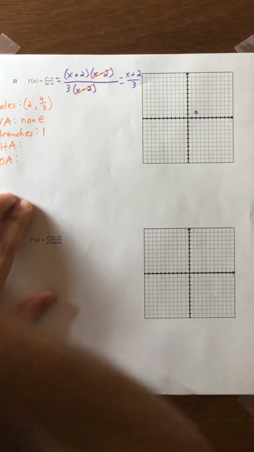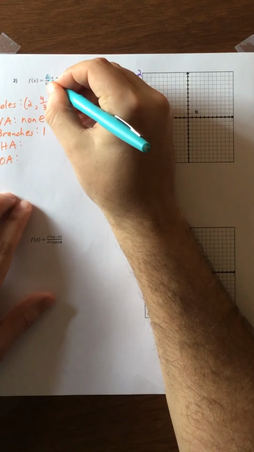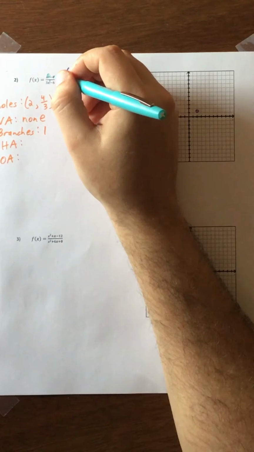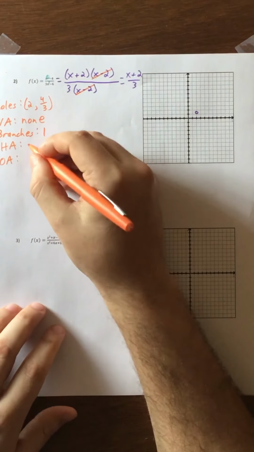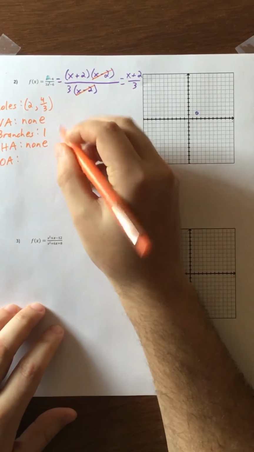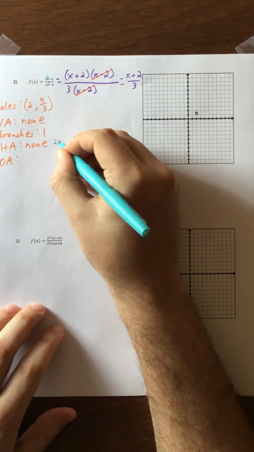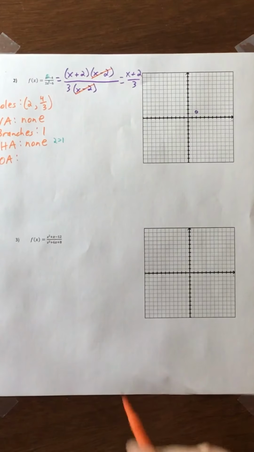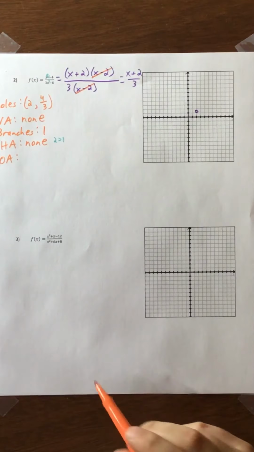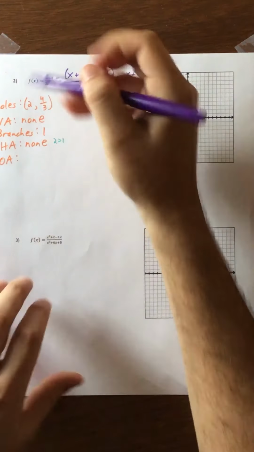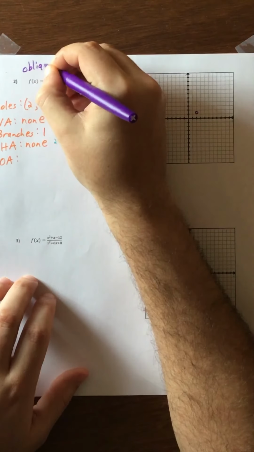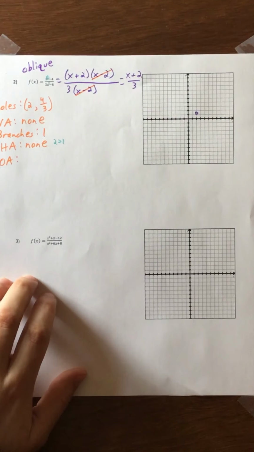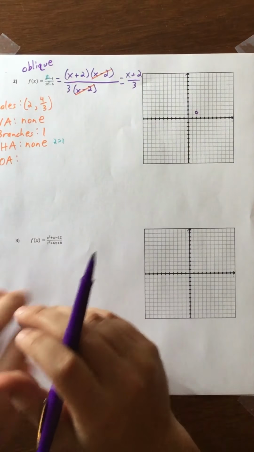Look back at your degrees of your numerator and denominator. Numerator is greater than denominator, so there's going to be no horizontal asymptotes. Okay, because 2 is greater than 1. And now I just got to ask myself, is this the case where I have an oblique? Yes, it is. This is an oblique problem. Because 2 is exactly 1 greater than 1.